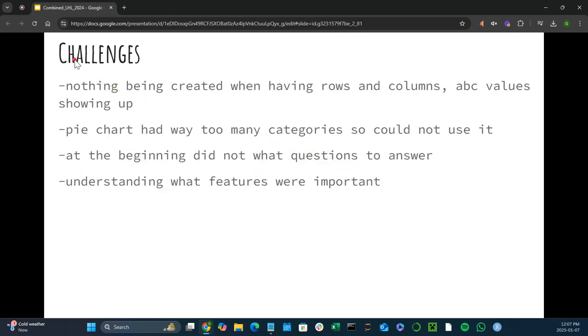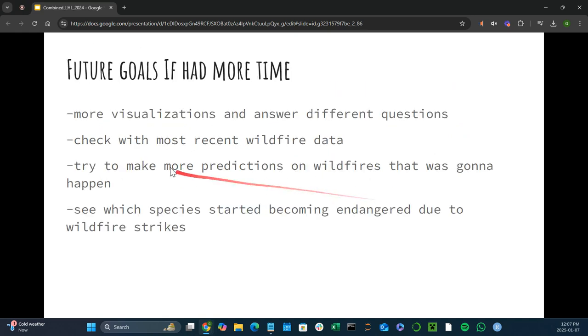What were challenges with this data set? Nothing was being created when I had rows and columns. There were ABC values showing up in Tableau. So basically this is like a placeholder or empty values. I had a pie chart with way too many categories, so I couldn't use it. At the beginning, I did not know what questions to answer. Also, understanding what features were important was pretty key as well.